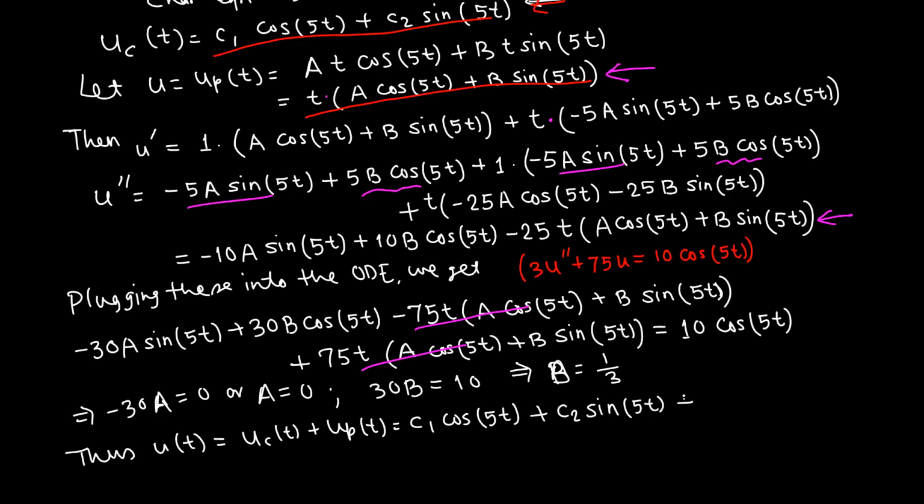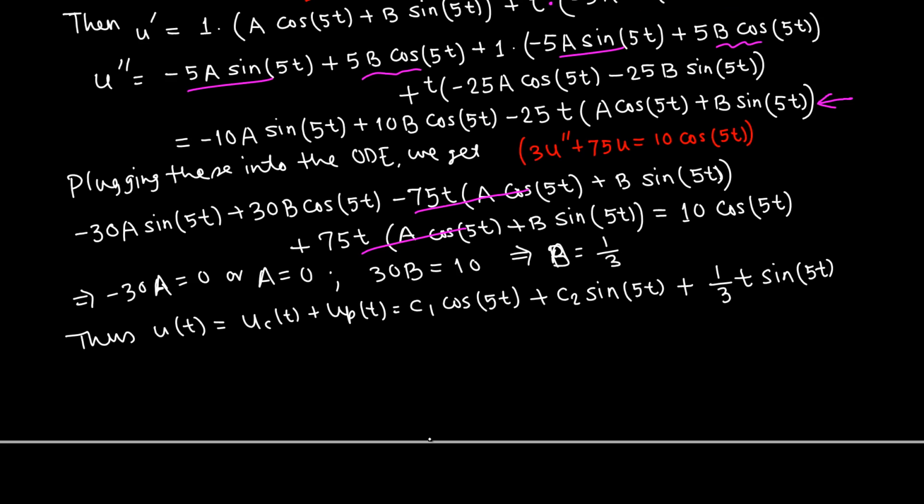plus, now the particular was here, and a is 0, so we don't have this. So b is 1/3, t sine 5t. Now we have yet to determine the constants c1 and c2. We find these constants c1 and c2 using the initial conditions.